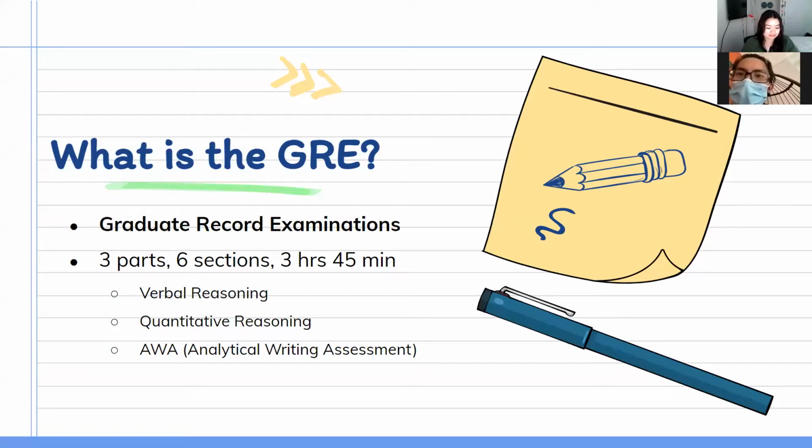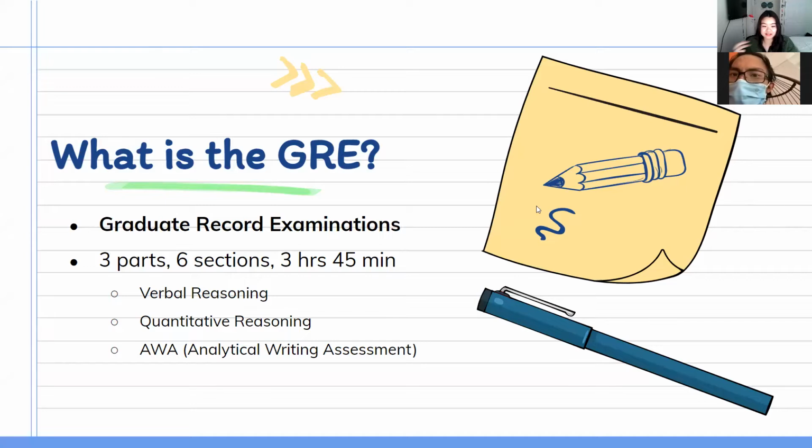So what is the GRE? It's the Graduate Record Examinations. There's 3 parts, 6 sections, total of 3 hours and 45 minutes. You're going to have verbal reasoning, quantitative reasoning, and analytical writing. Each one's going to have their own skills that you're going to test, just to see if you're ready for graduate school. So it's basically like the SAT of grad school for those who aren't familiar with it.